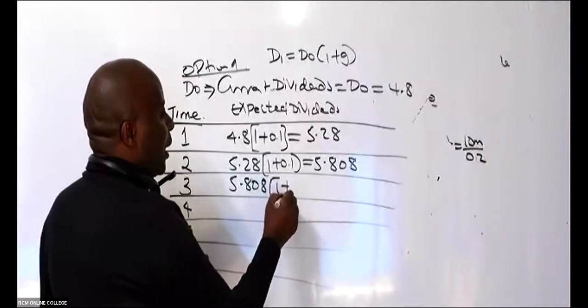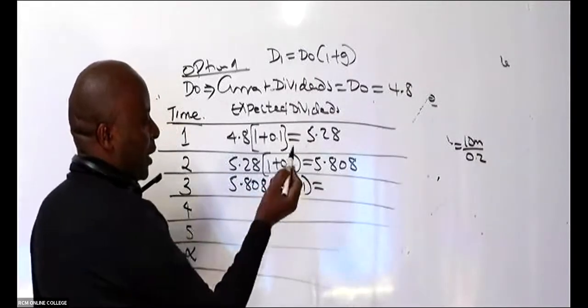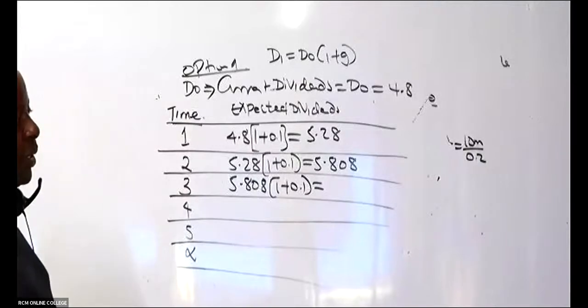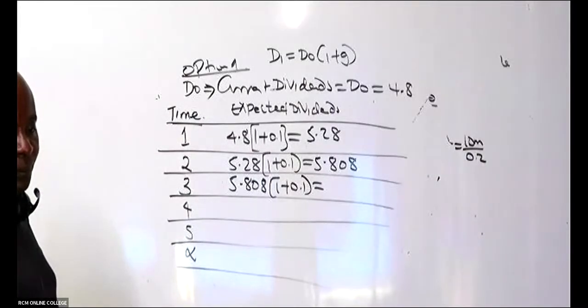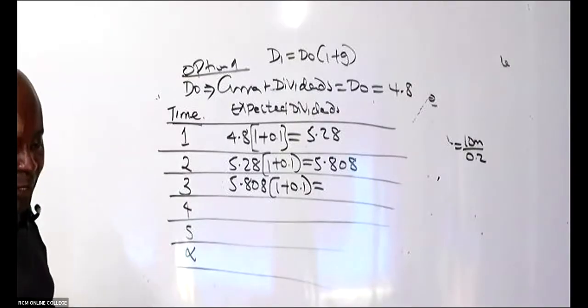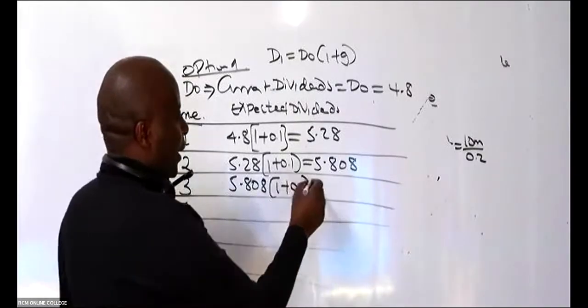So then we have here 5.808. This is the last year at 0.1. So Pius is giving me 6.388.